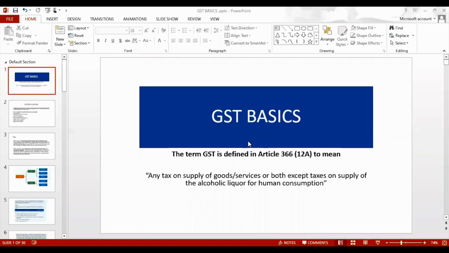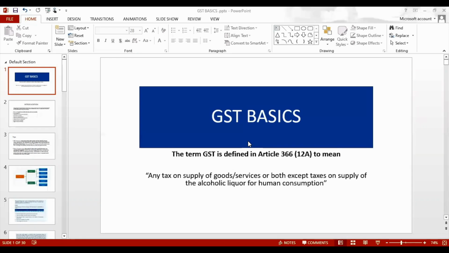Hi, this is the GST Basics tutorial presentation. From these slides, I want to explain the GST basic class: what is GST, what is the GST usage, what tax slab rates are available, how many types of taxpayers there are in our GST portal, and what the place of GST calculation methods are.